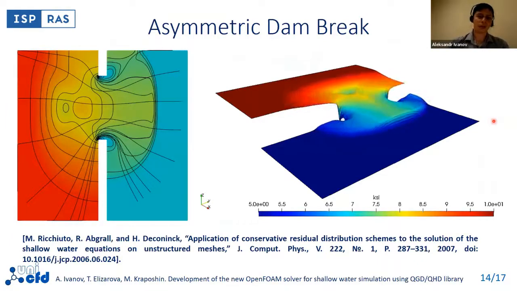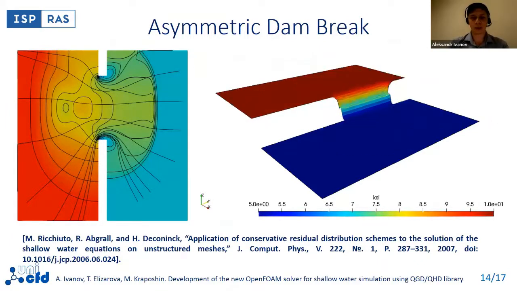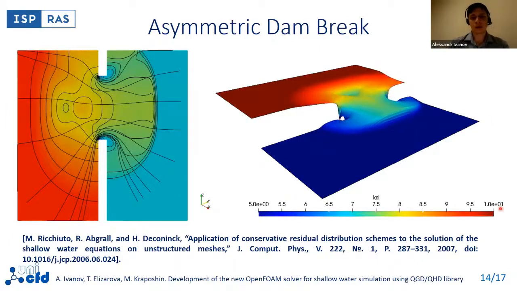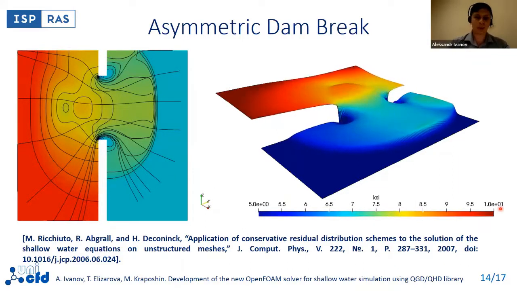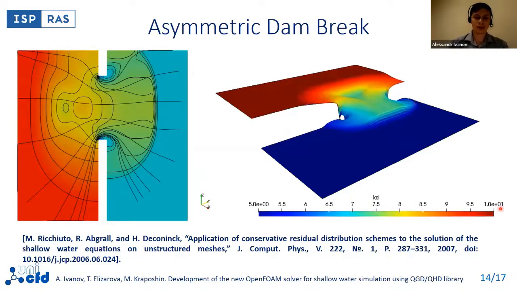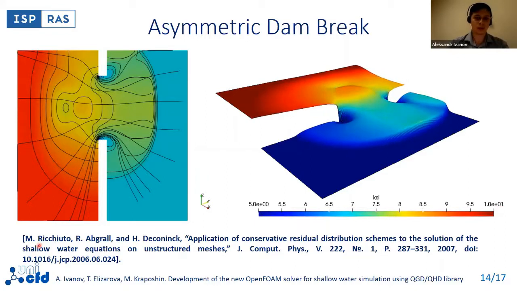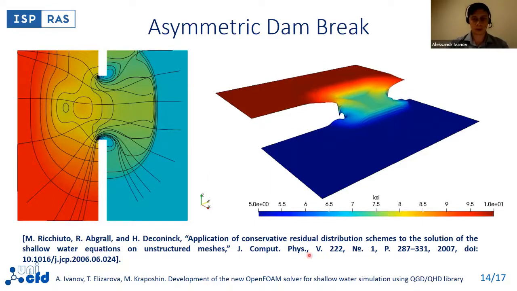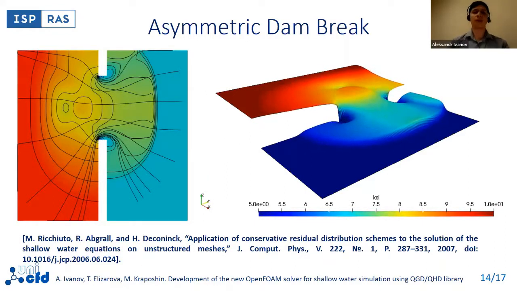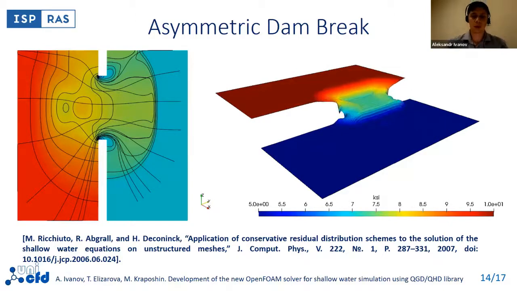The next problem I added to demonstrate the two-dimensional case. It is a popular case of an asymmetric dam break. The problem statement you can see, for example, in this article, and the results are also in good agreement with other numerical schemes.